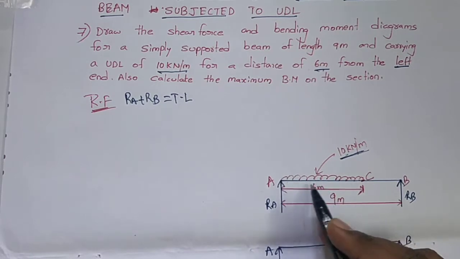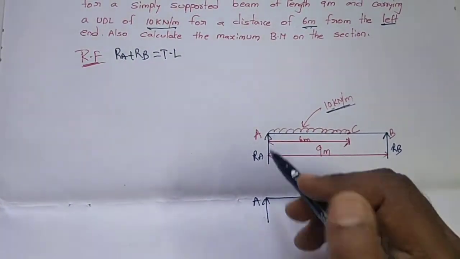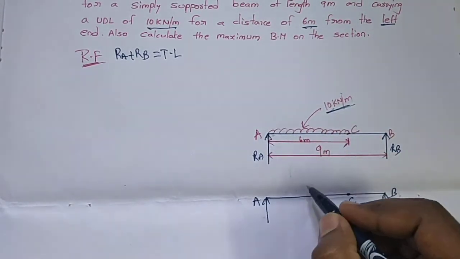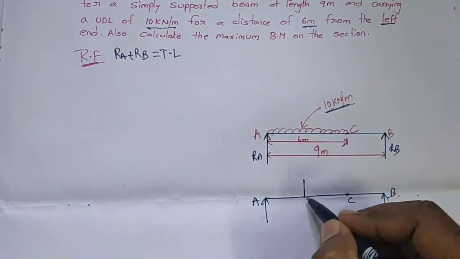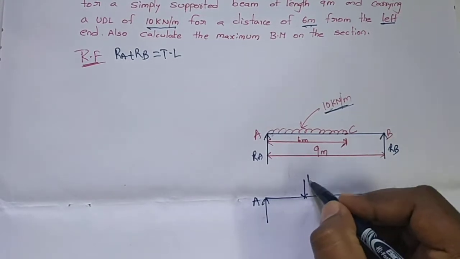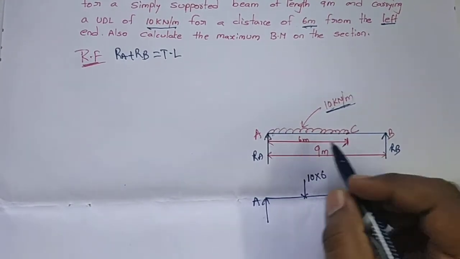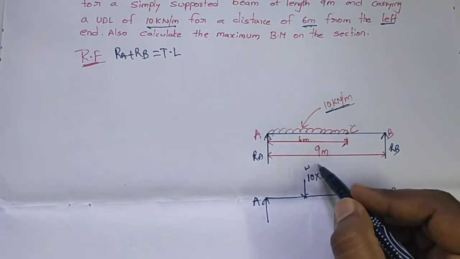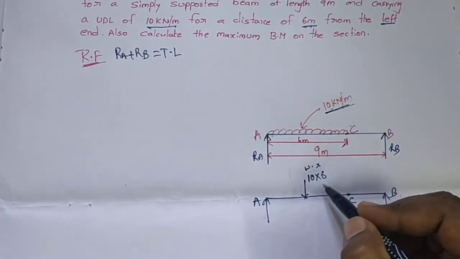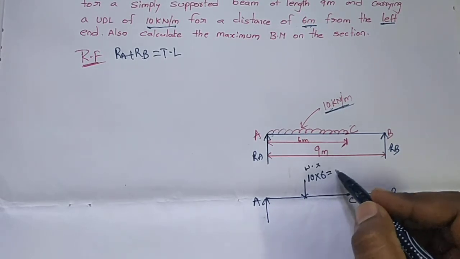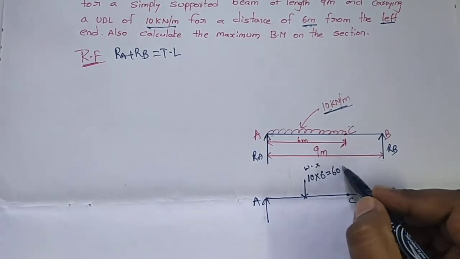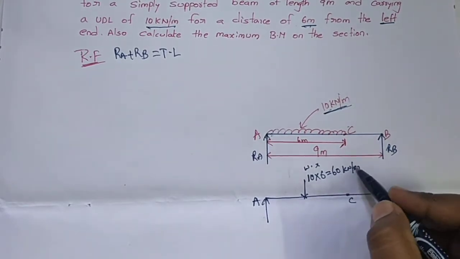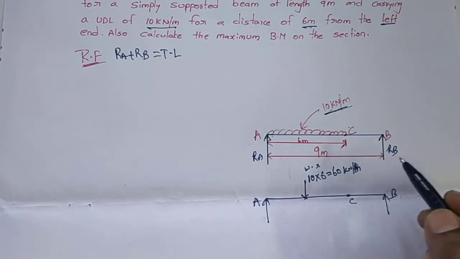Here the load is applying from A to C, so I am converting this UDL into a point load. It is applying at the midpoint of AC. That is 10 into 6 meters. It is W into X. 10 into 6 equals 60 kilonewton. That is the converted load, so that is 60 kilonewton.